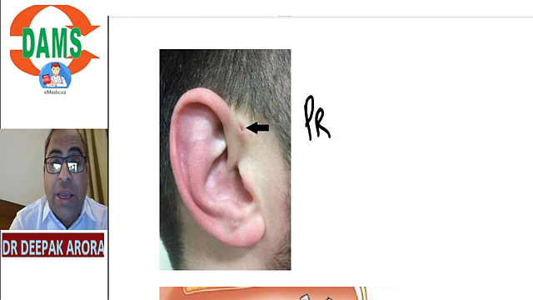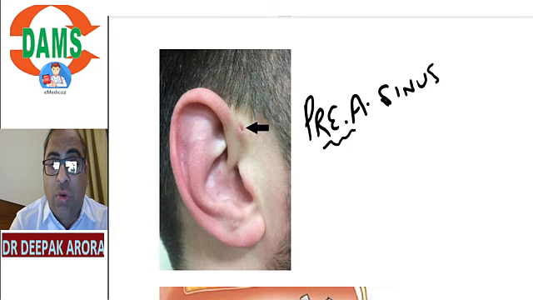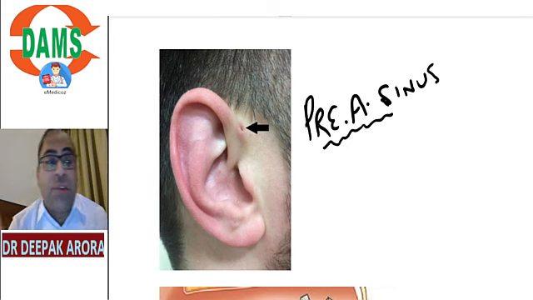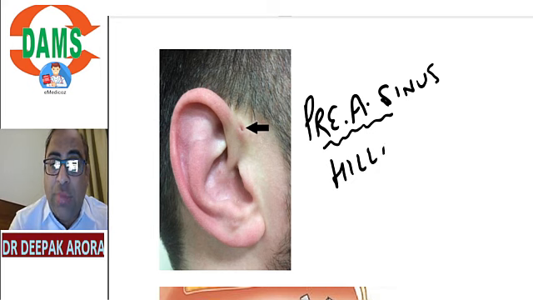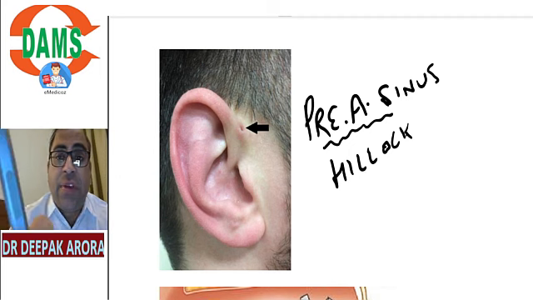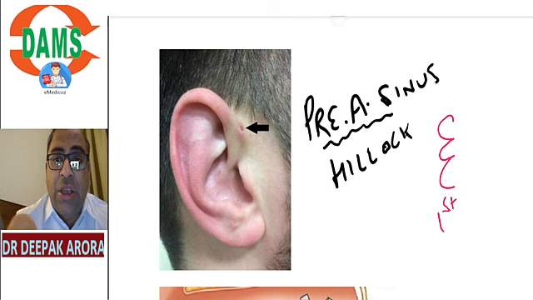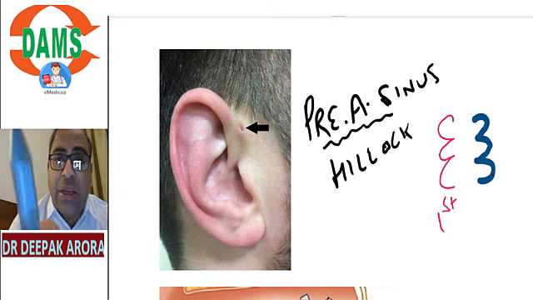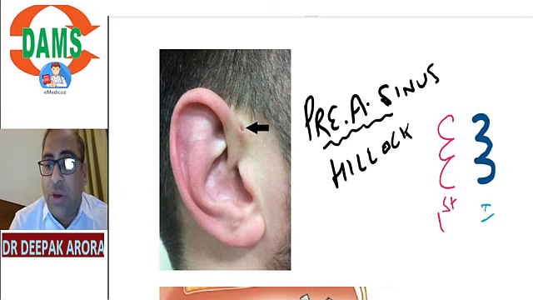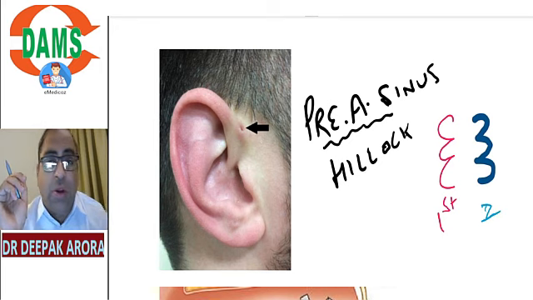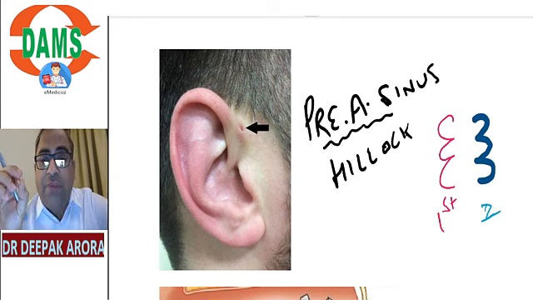This is known as pre-auricular sinus. What is pre-auricular sinus? It is incomplete fusion of the hillocks. How many hillocks do you have? Sir, we have 6 hillocks. 3 hillocks come from the first branchial arch, 3 hillocks come from the second branchial arch. If these 6 hillocks do not fuse properly, there will be an opening that is known as pre-auricular sinus. Clear?